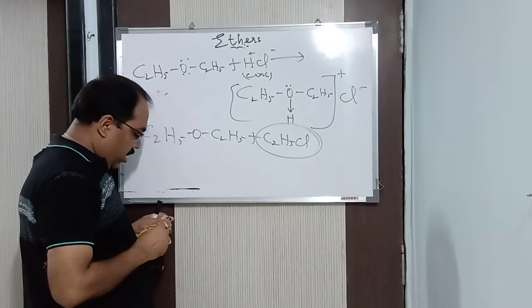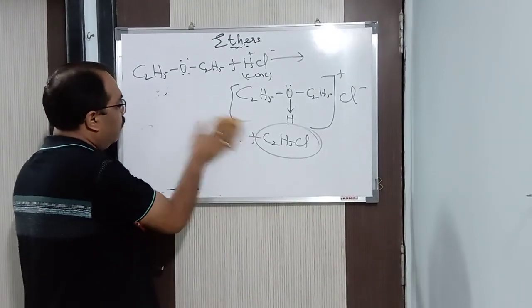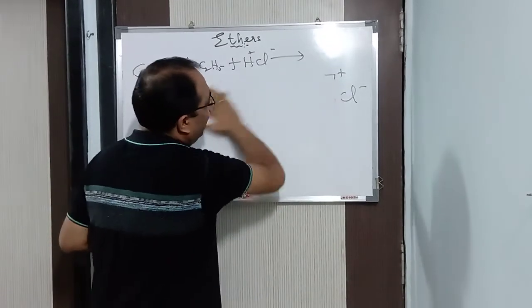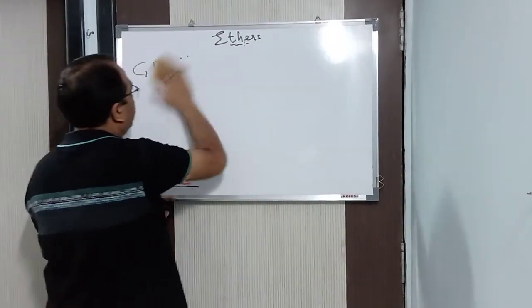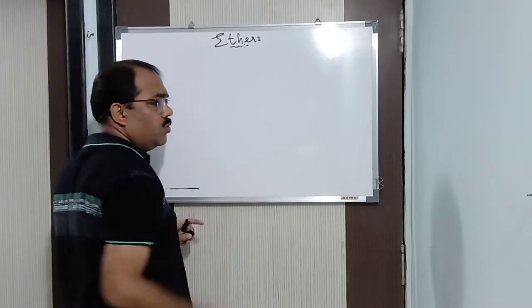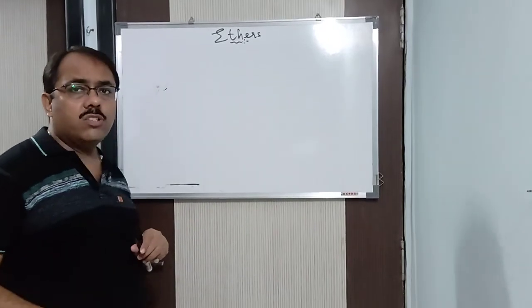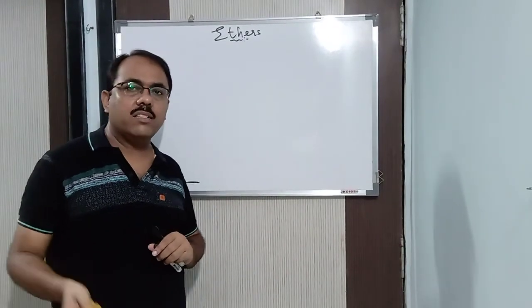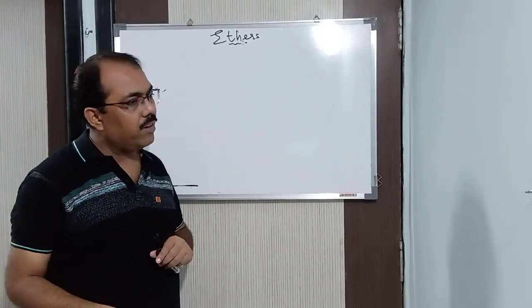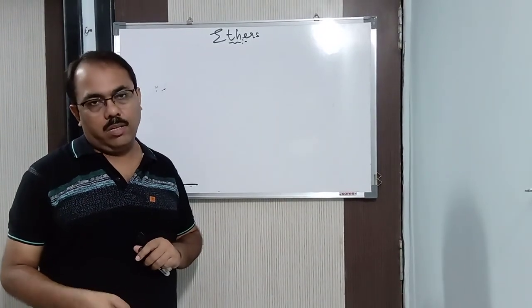Alright? Now next, ether will also act as a Lewis base. Here also it acts as a Lewis base. You can see that oxygen is donating a pair of electrons, isn't it? So it acts as a Lewis base. So we'll see an example where ether acts as a Lewis base in the next one.